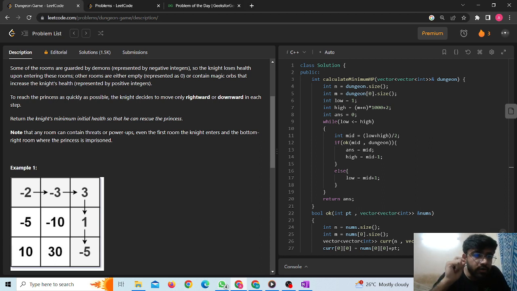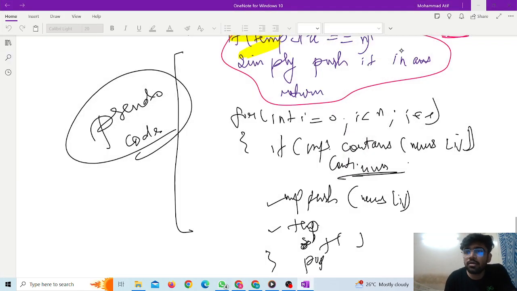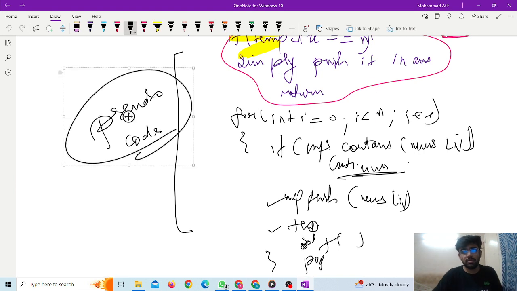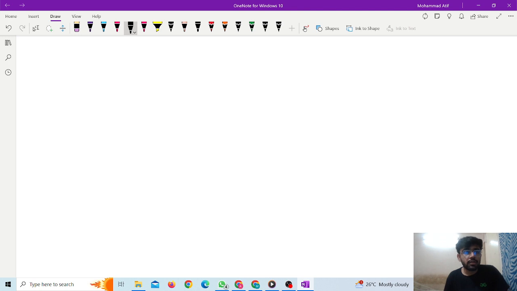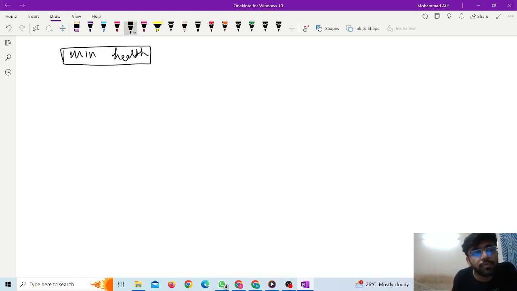So we need to find out the minimum initial health that the knight might have. So what can be the possible values of health? We will first think, can the health be 1? Yes, the health can be 1.